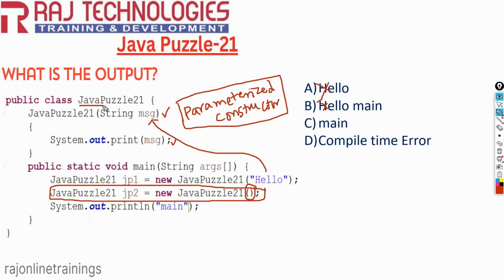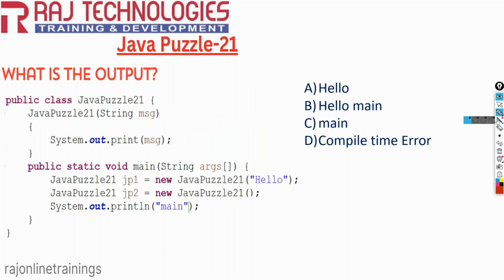Now if you see this class, in this class we are having a parameterized constructor, but there is no default constructor created inside the class, because if a class already contains a parameterized constructor, the default constructor will not be created. But you are creating an object referring to the default constructor. Since this constructor is not present inside the class, this will go with what? Compile time error. So the correct output for this program is compile time error.